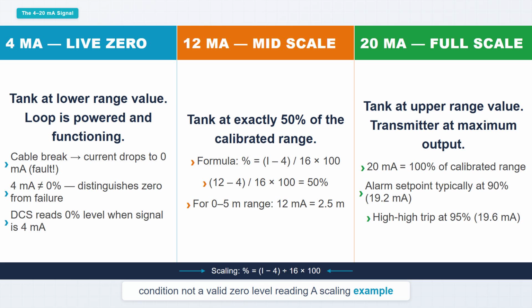A scaling example: for a tank range 0 to 5 meters, a 12 milliamp signal represents exactly 2.5 meters of level. The formula is level equals the signal minus 4, divided by 16, multiplied by the span.